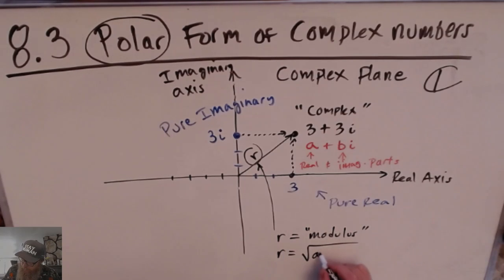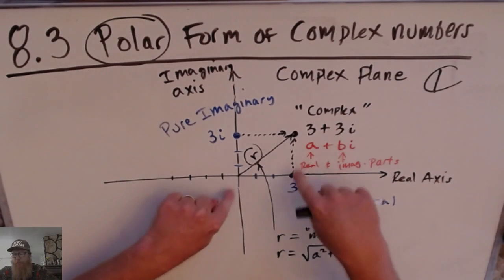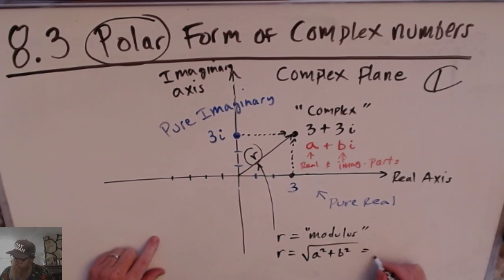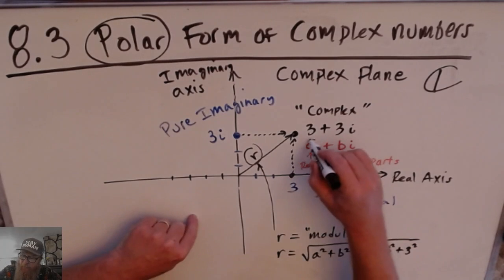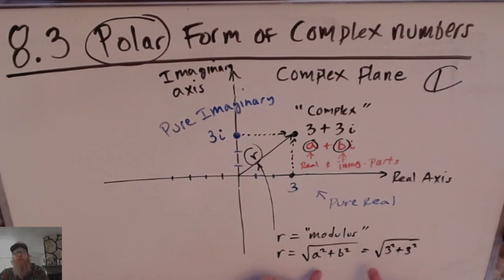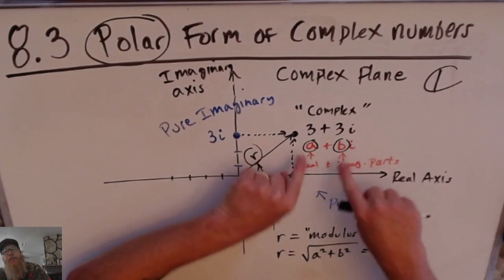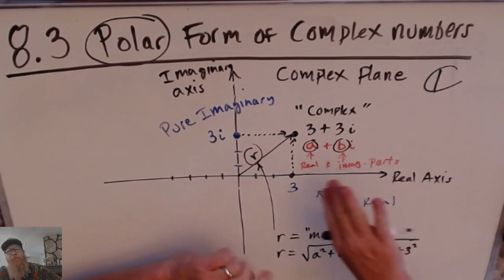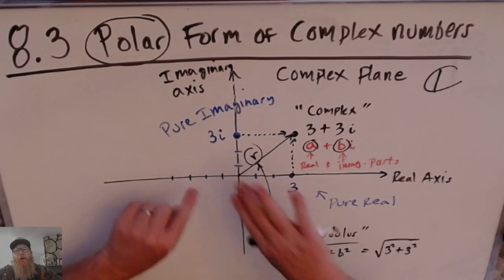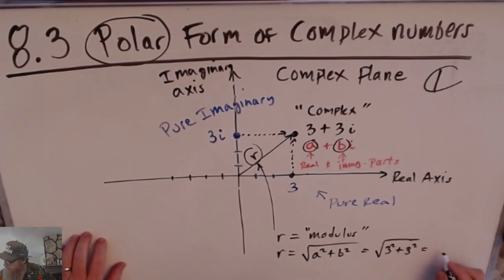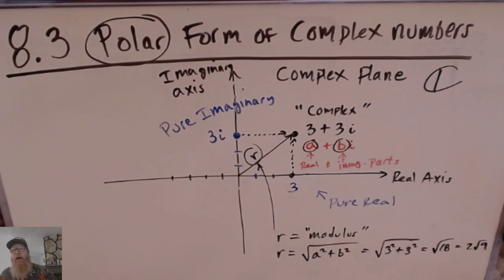That would be the square root of a squared plus b squared. Just use your Pythagorean theorem. So that would be the square root of 3 squared plus 3 squared. Make sure you don't put the i into this formula. It'll screw it all up. Just take the imaginary part, b. We know that represents the imaginary part, so you don't put the i into this formula. And this will become the square root of 18, or 2 radical 9. So this is the modulus, or the radius. In complex numbers, we call it the modulus.